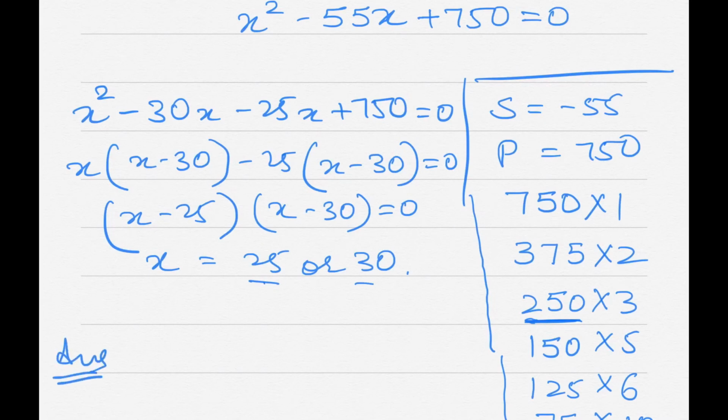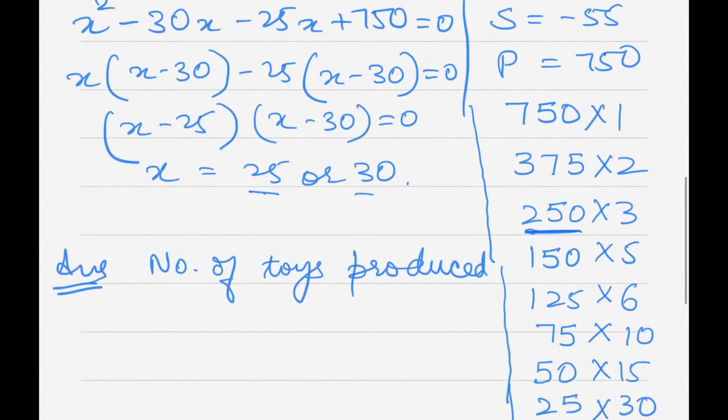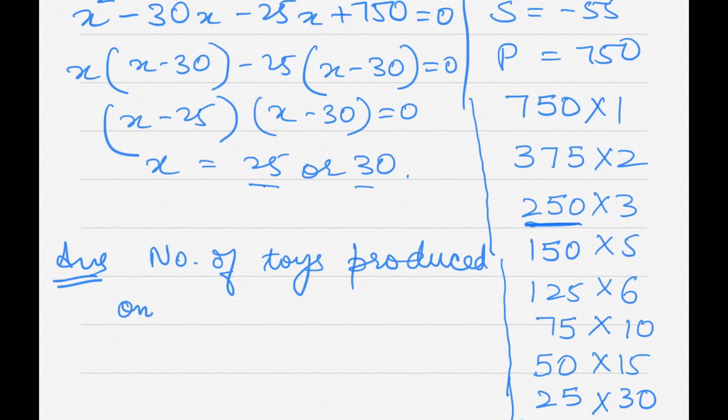So my answer would be that the number of toys produced on that particular day was 25 or 30, I can say, right? So that's the answer, guys.